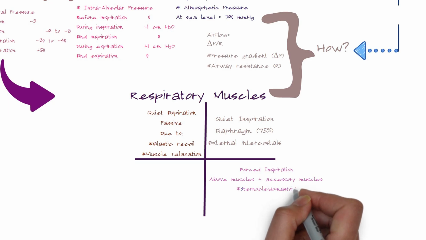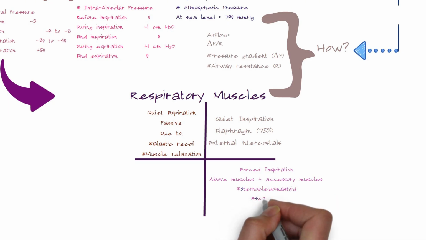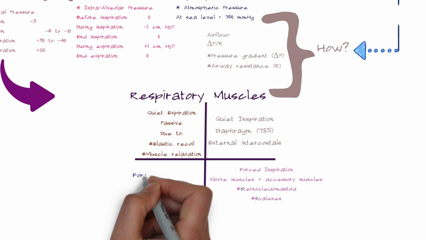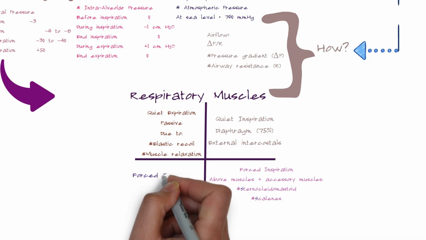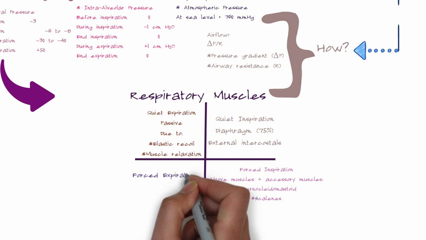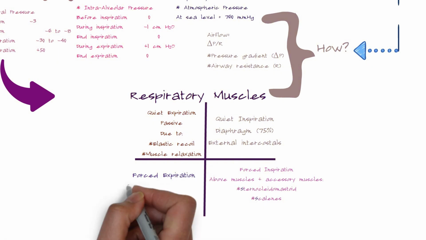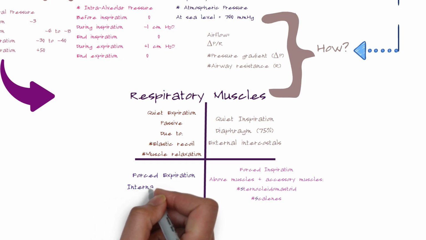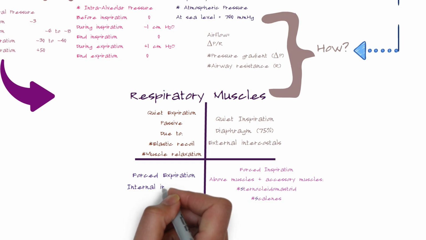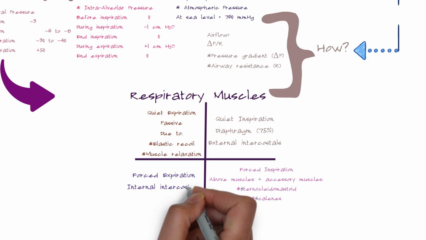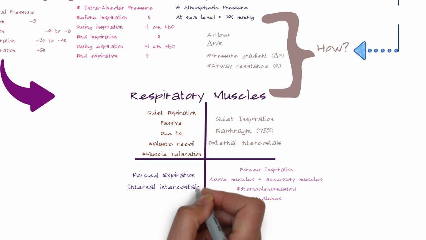What about the forced expiration, which we may use during exercise or asthma? Here two muscles are involved, and this is the first time we use muscles during the expiration, which are the internal intercostal and the abdominal muscles. So when the abdominal muscles contract, increasing the intra-abdominal pressure, pushing the diaphragm upward, this makes the intrapleural pressure positive, around positive 30.